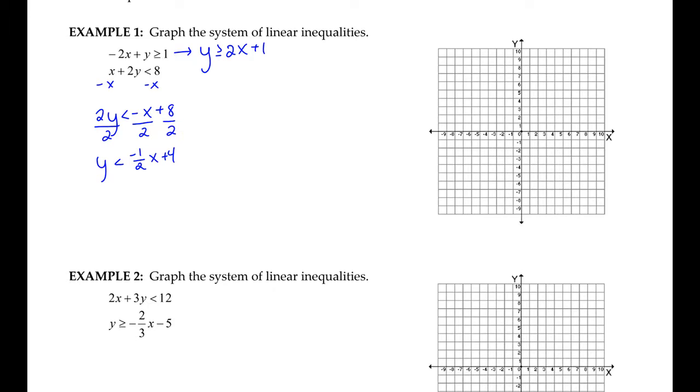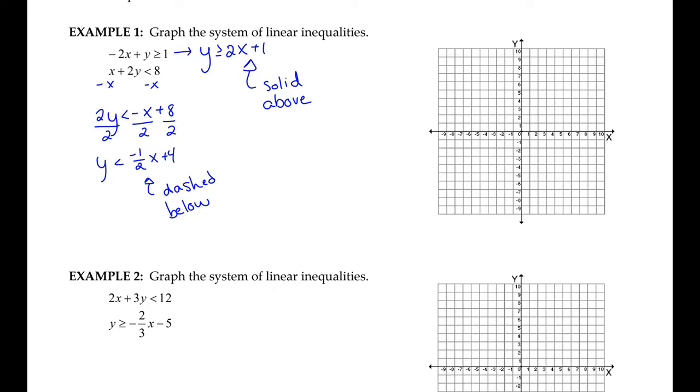So the first one that we found, I want to make a note that I'm going to have a solid line because I have greater than or equal to. And then because it says greater than, I'm going to be shading above the line. For our second one, I should have a dashed line because of the inequality symbol. And because it's less than, we will be shading below the line.